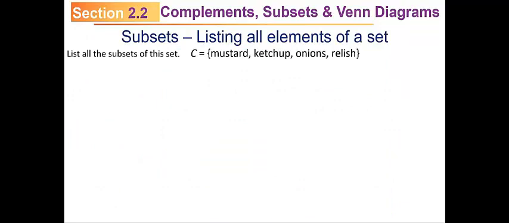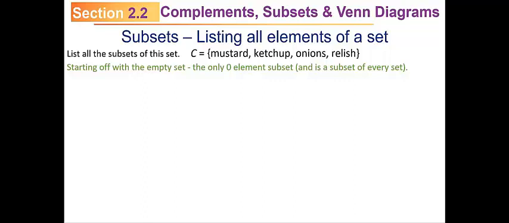Let's list every subset of this set. Say we have a capital C set, which maybe C stands for condiments, and the elements are mustard, ketchup, onions, and relish. Starting off with the empty set, because we've already discussed that the empty set is a subset of every set. That's the only subset that doesn't have any elements.